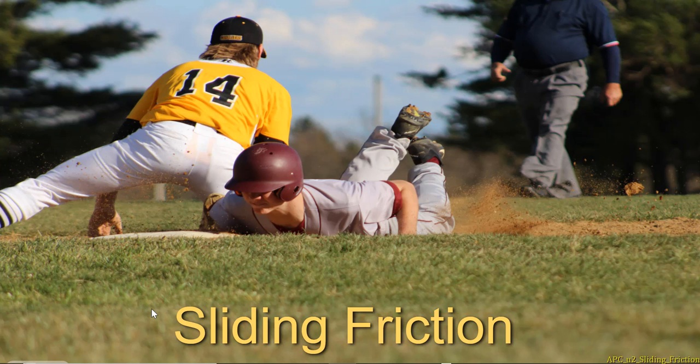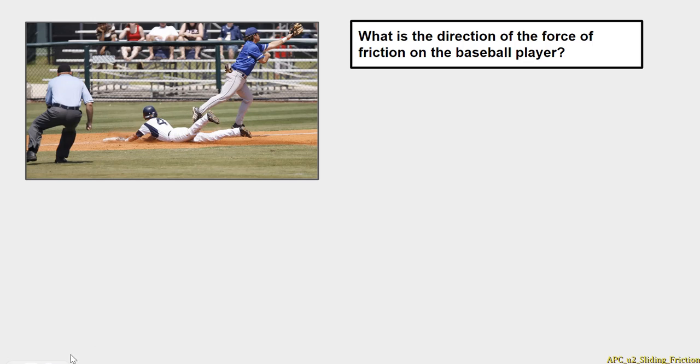All right, this is the PlayPosit on sliding friction. The first question is: a baseball player is sliding into whatever base this is, going left. What is the direction of the force of friction between the dirt and the player? And what is the direction of that friction?